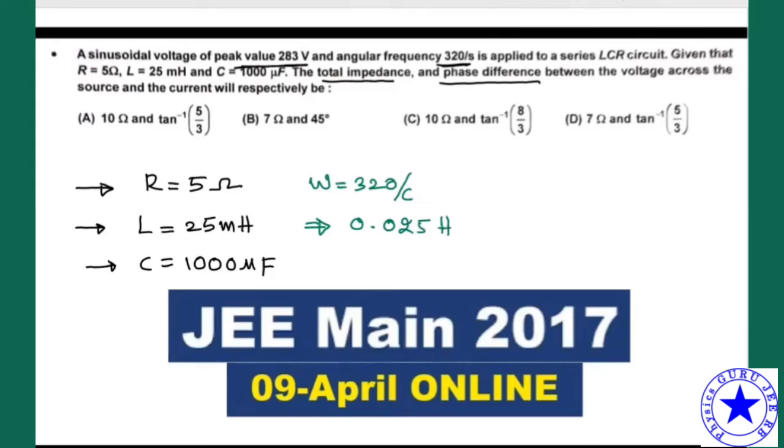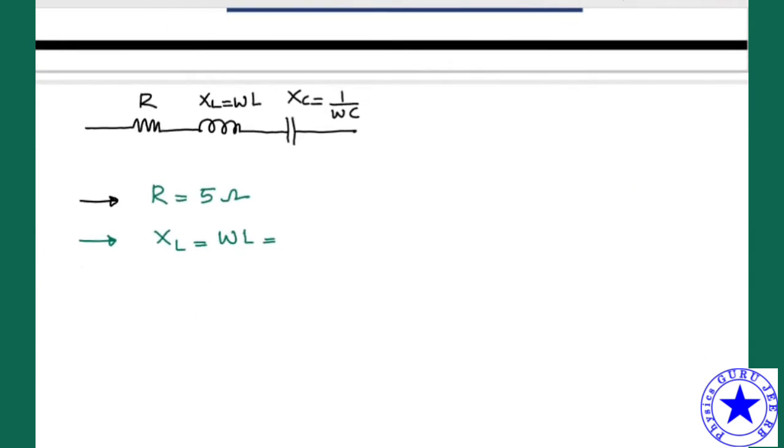So we have to convert milli by multiplying with 10 to the power of minus 3. So omega into L is 320 into 0.025. Here the zeros get cancelled. 32 into 25 gives 8 ohms. Fine, so I'll be getting 8 ohms there.